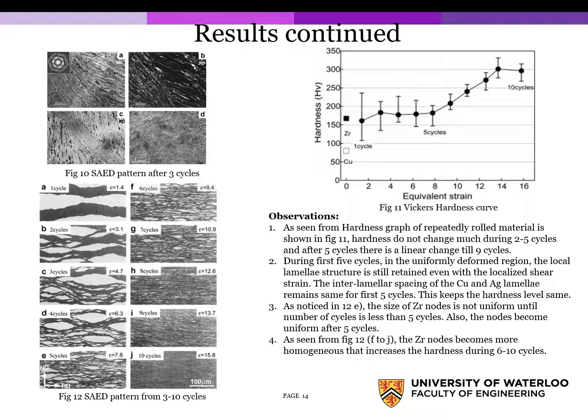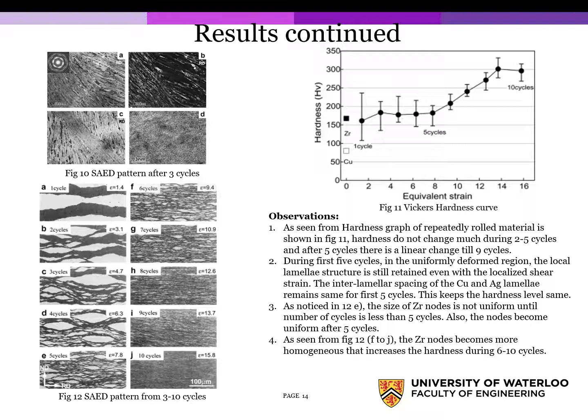During the first 5 cycles in the uniformly deformed region, the local lamellar structure is still retained even with the localized shear strain. The interlamellar spacing of the copper and Ag lamella remains the same for the first 5 cycles. This keeps the hardness level the same.